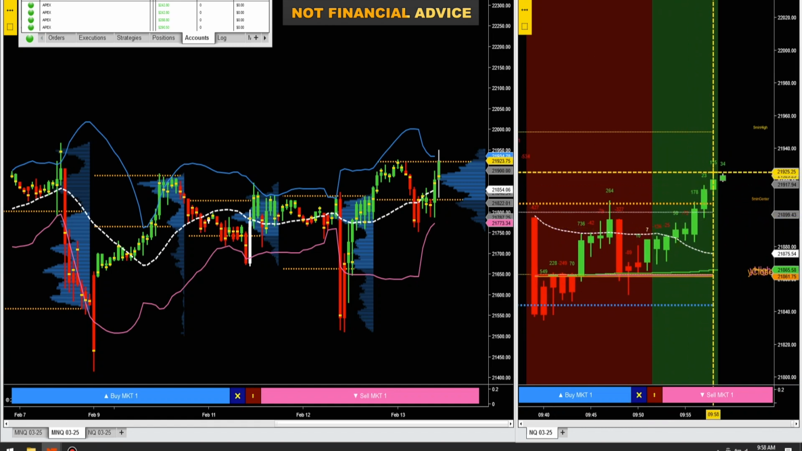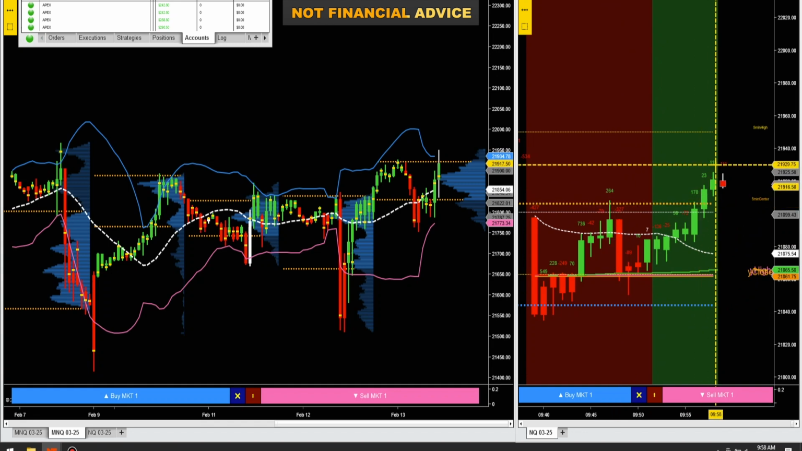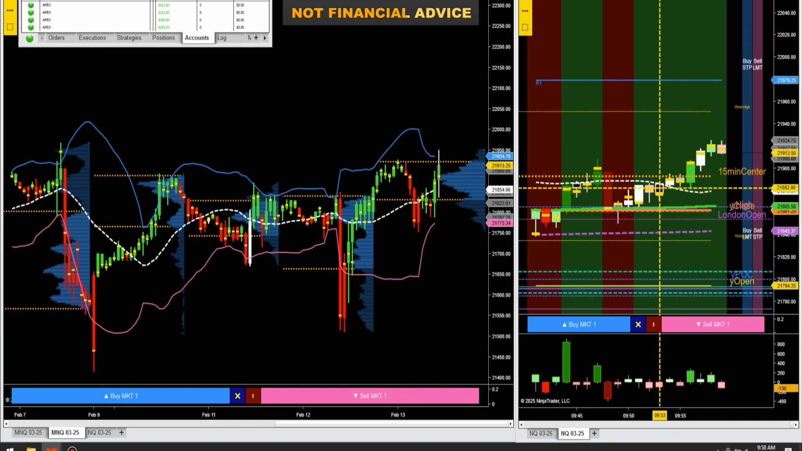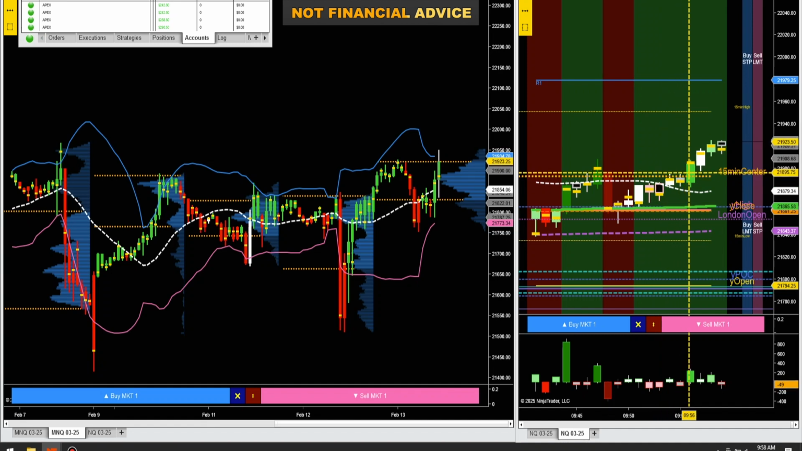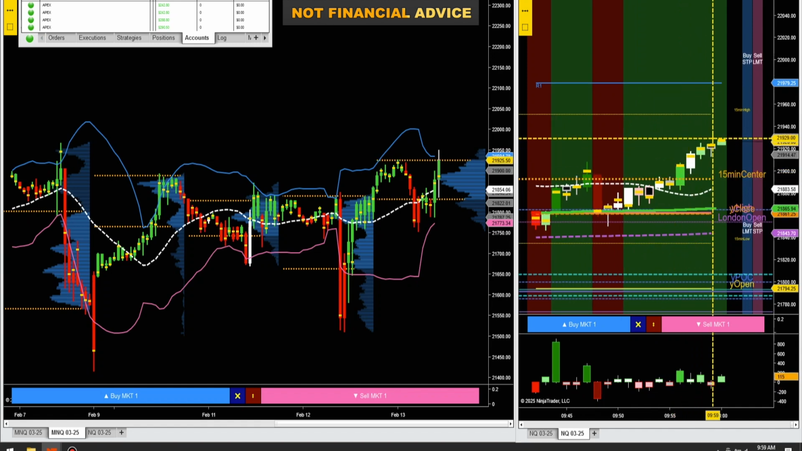Been cruising up. Second attempt on the center of the 5-minute opening range, broke through. See, we had some single bar divergence back here. Taking a break above, we've got the 15-minute center right in the way. But once we broke above the 15-minute center, that's when I'd be looking to get in. I had some decent sized delta coming in on that candle. We're up 30 points higher.